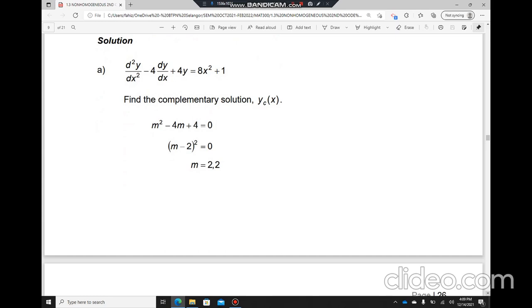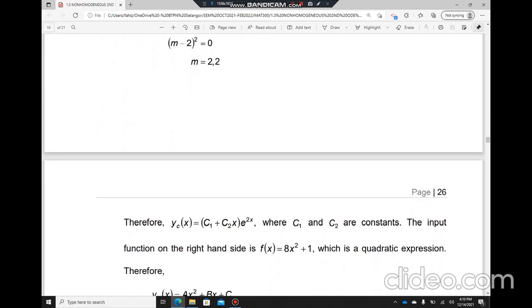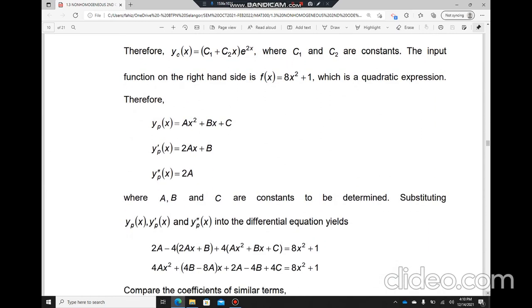So you get m minus 2 square equals to 0, m equals to 2 and 2. Maksudnya real and same. Okay, so therefore yc equals to c1 plus c2 xe 2x. So dia dapat nilai yang sama. Certain books dia tulis dalam bentuk macam ni, ada setengah tu dia direct, dia combine kan. Certain books kalau awak tengok dia just tulis C1E2X plus C2XE2X. Maksudnya terms yang kedua ni ada X.